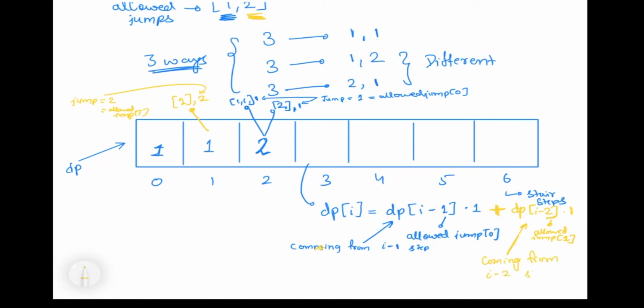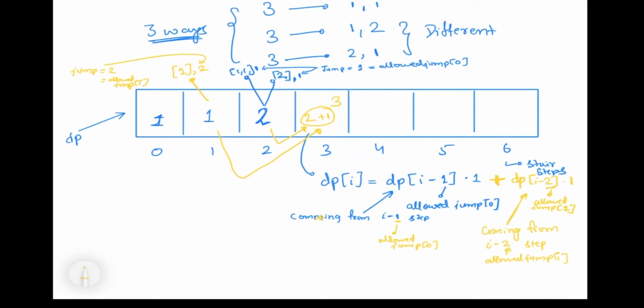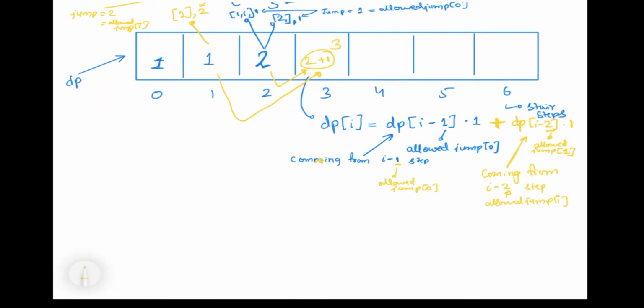So we are coming from the i minus 2 step this time. i minus 1 was nothing but the allowed jump's 0th element, and i minus 2, that 2 is coming from the allowed jump's first element. So if you visualize how we are reaching the third step, we are reaching with 2 possible ways from the second step and with 1 possible way from the first step, that is 2 plus 1, 3. So dp[3] is 3.